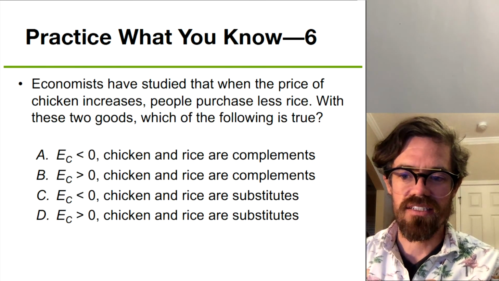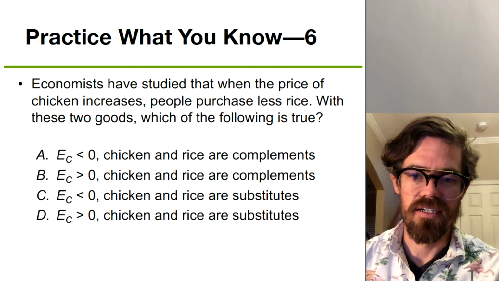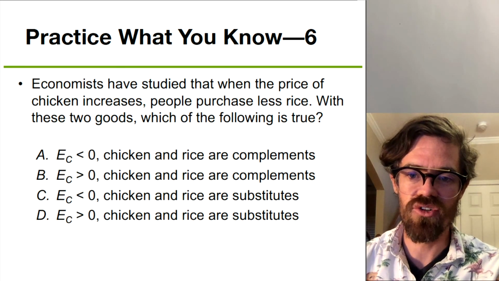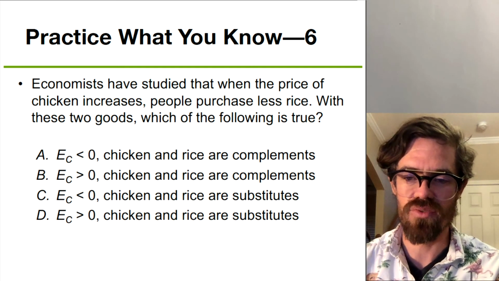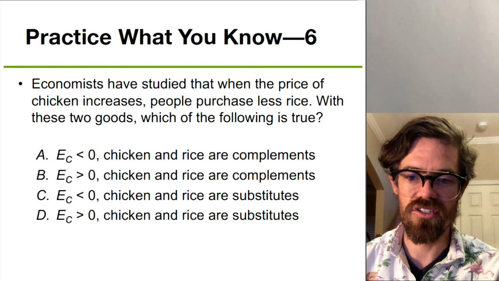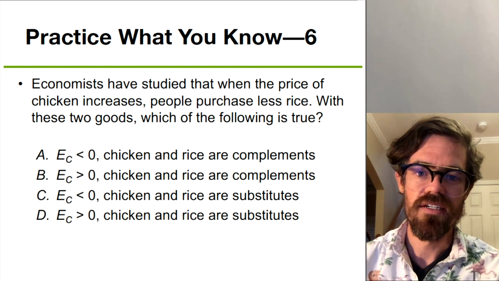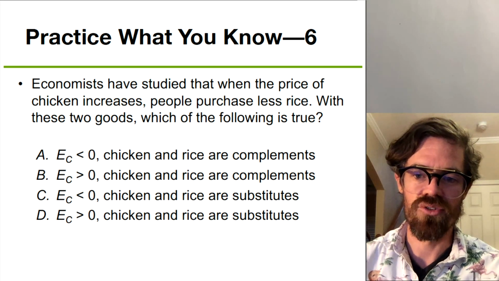All right, so let's practice that concept here. Economists have studied that when the price of chicken increases, people purchase less rice. Okay, so two related goods. With these goods, which of the following is true? If you need to take a minute, go ahead and pause the video and think about which answer choice is correct.